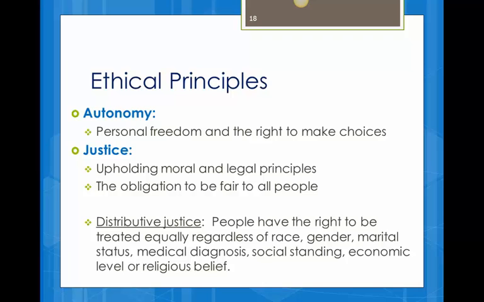The next principle that we want to talk about is justice. Justice is, just as the slide says, upholding moral and legal principles and the obligation to be fair to all people. When we think about justice, we're thinking of provision 3 that we spoke about not too long ago. It's about RN responsibility. We act as a healthcare advocate with all patients and conditions. We treat them equally and fairly to ensure proper care is being done regardless of how much money they make, their race, their gender, their marital status. It's treating all individuals the same.